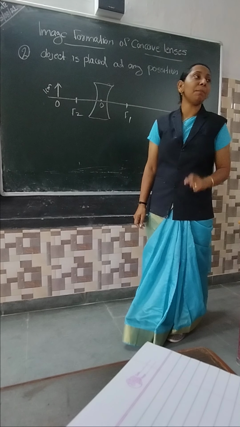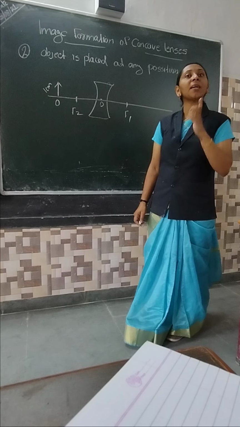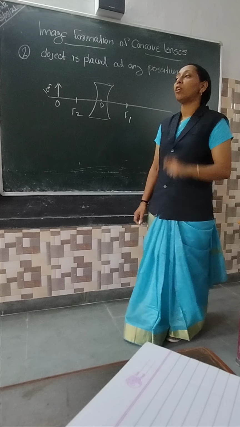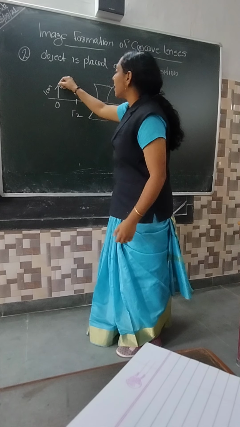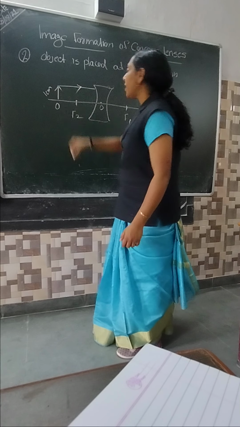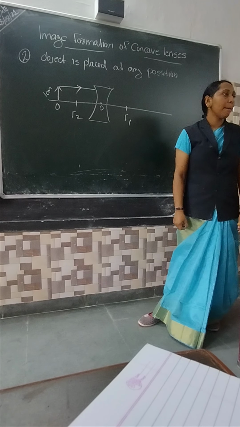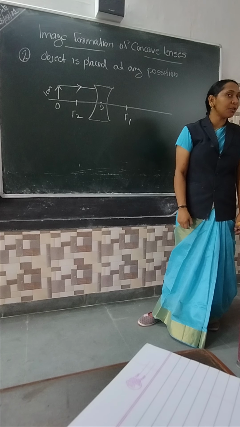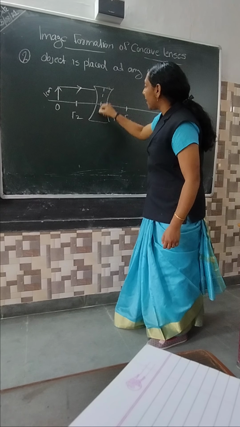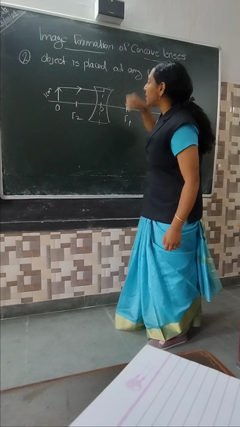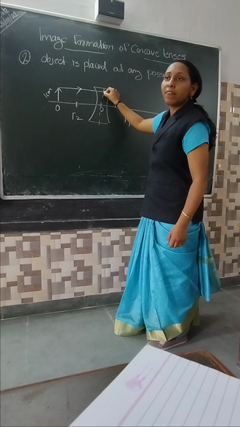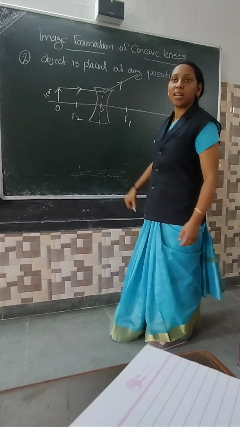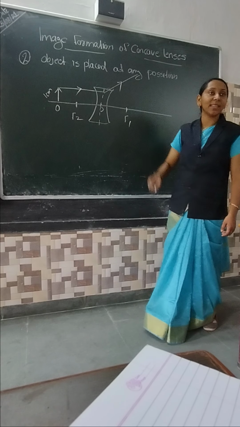What is my first step? All the incident rays are coming from the top of the object. So I consider this as my first incident ray. What is the nature of this incident ray? Parallel to the principal axis. Right? Yes, ma'am. So this is my center line and I'm just extending my incident ray. What happened to it? It will be refracted, divergent. Am I right? Yes, ma'am. Diverging back like that.